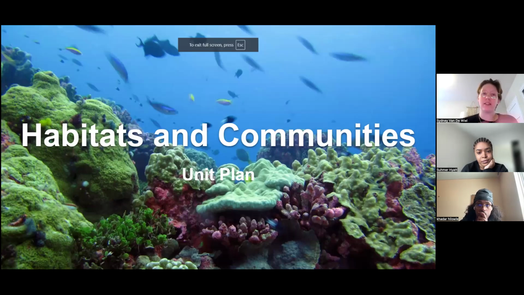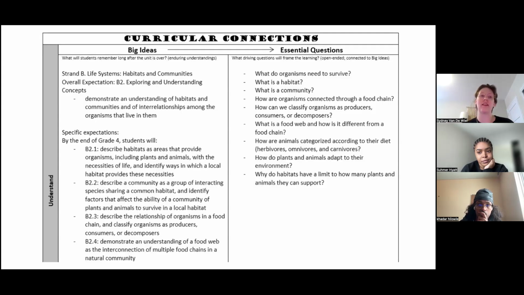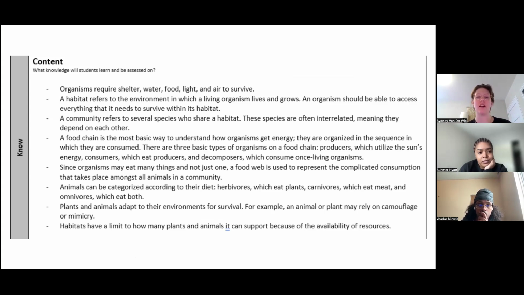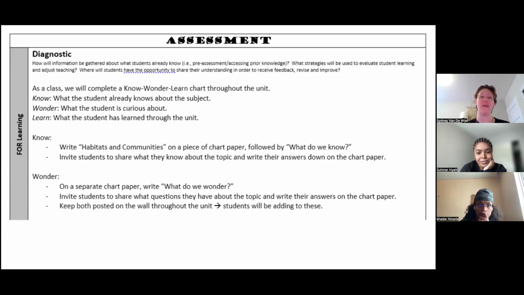All right, so habitats and communities unit plan. I basically broke it up into sections so I can go through it more easily. Like I said, these are the big ideas into essential questions, competencies, the content. I'm not going to go over all this in detail because I feel like the meat of it all is in the assessment and the lesson. For our assessment, we have our diagnostic, and I went with the KWL chart that students can add to throughout the unit. After every lesson, they'll get 2 sticky notes, one to add to the Wonder chart and one to add to the Learn chart, and both of those will be posted in the classroom throughout the unit.